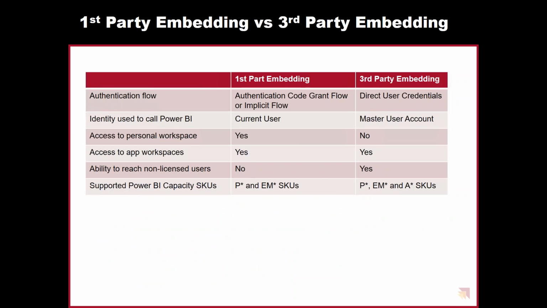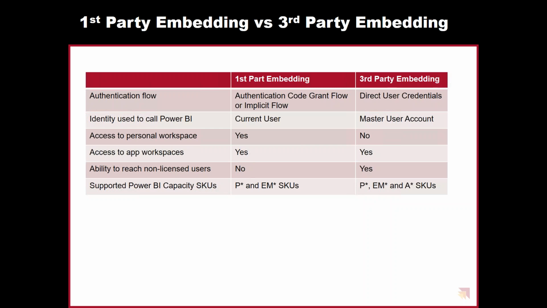If you're using first-party embedding, you can either use the authorization code grant flow or implicit flow. When you're using third-party embedding, you have to use direct user credentials flow. You can also see that with first-party embedding, it's the current user whose identity and permissions we're using. With third-party embedding, it's the master user account. Okay, note that with first-party embedding, you can access a personal workspace, and it's the personal workspace of the current user. So there's no access to personal workspaces with third-party embedding.